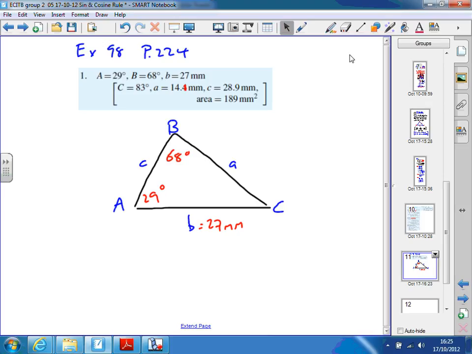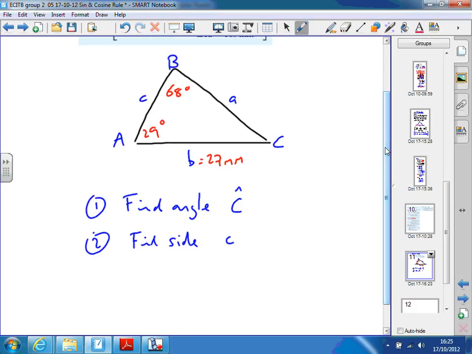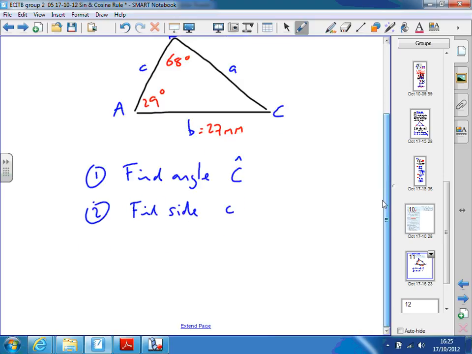Plan. What's the first thing to do? Right, good. One, find angle C. That's easy to do. Once we found angle C, what does that then allow us to do? Right. Once we found angle C, we can use the sine rule to find side C. And then, in fact, we can find side A. In fact, we could have found side A as well if we wanted to, couldn't we? Because we know a ratio. So we could have found side A first, but find side A.